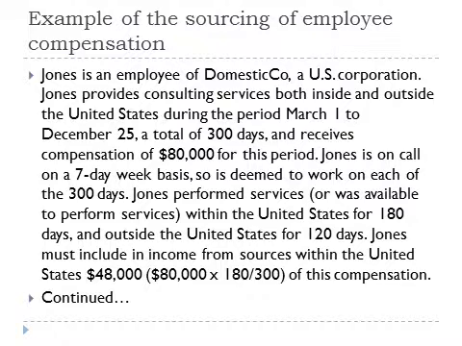Jones is on call on a 7-day-per-week basis, so is deemed to work on each of the 300 days. Jones performed services, or was available to perform services, within the United States for 180 days and outside of the United States for 120 days. Jones must include in income from sources within the United States $48,000, $80,000 times 180 over 300. This example is continued on the next slide.